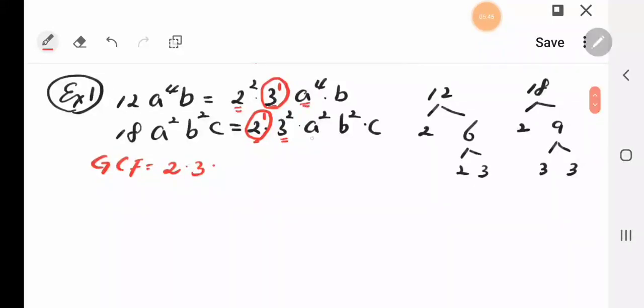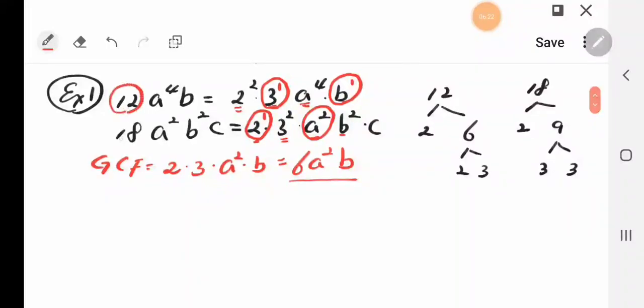And a is a common factor, and 2 is the smallest exponent. The exponent 2 is smaller than 4, so we'll select a squared. b is a common factor, and the smallest exponent of b is 1, since 1 is less than 2, so we'll select b. And c is not a common factor, so leave it. So the greatest common factor will be 2 times 3 is 6, a squared b: 6a squared b. So let's check this 6a squared b against the original numbers, 12 and 18.